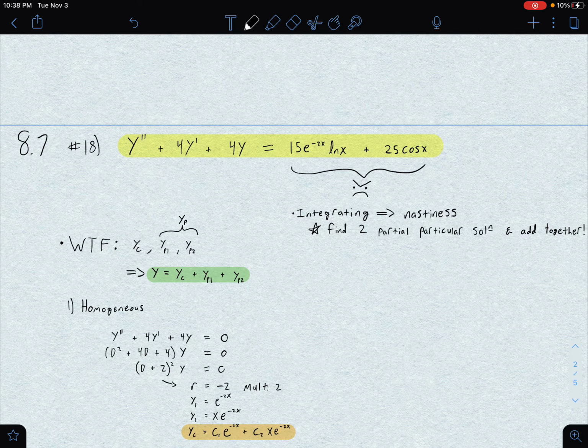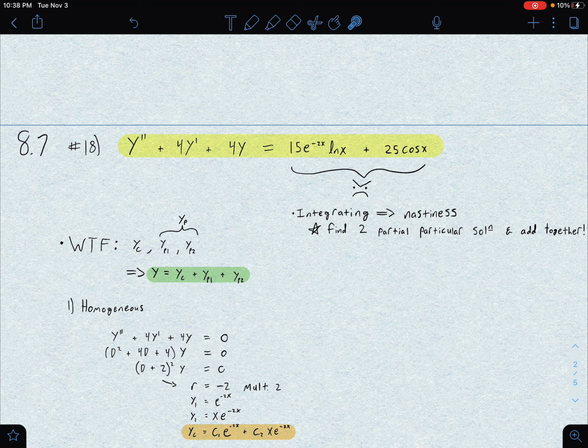Hey group, I'm Michael, and we're doing 8.7, number 18, which is asking us to solve this differential equation, y double prime plus 4y prime plus 4y equals 15e to the negative 2x times natural log of x plus 25 cosine x. Now the first thing we should notice is that our forcing function is going to be a pain to integrate when finding our particular solution.